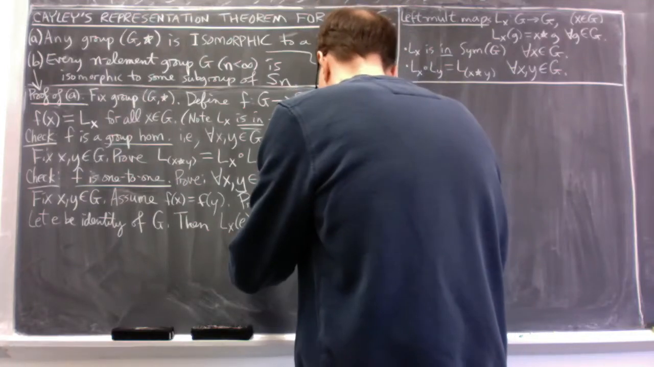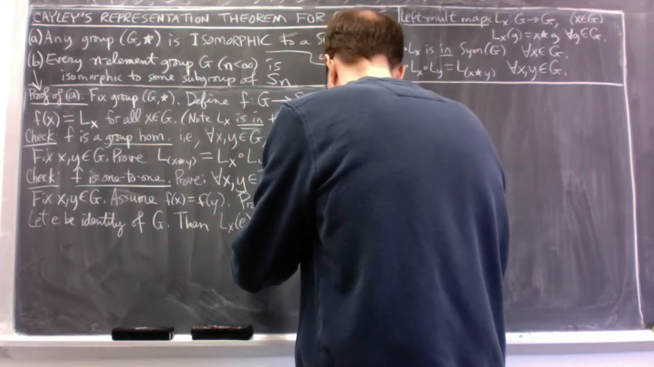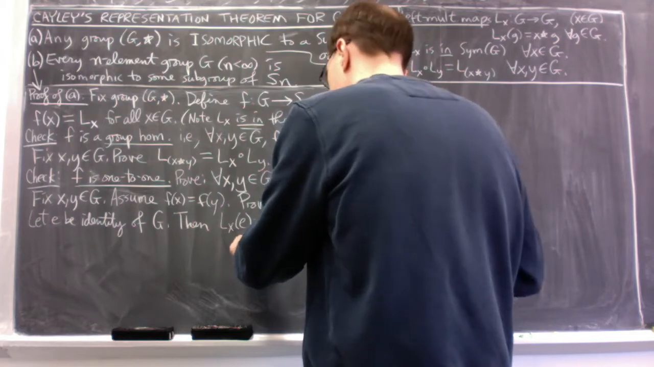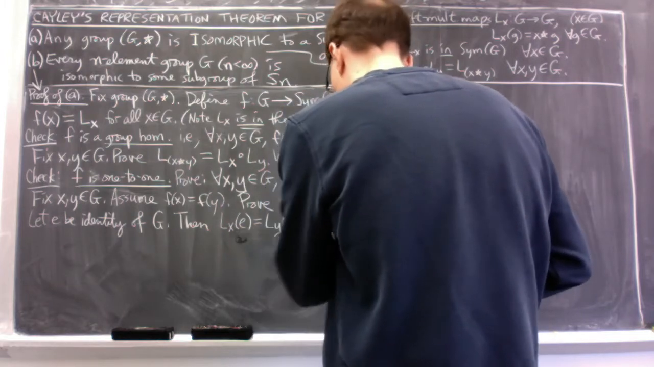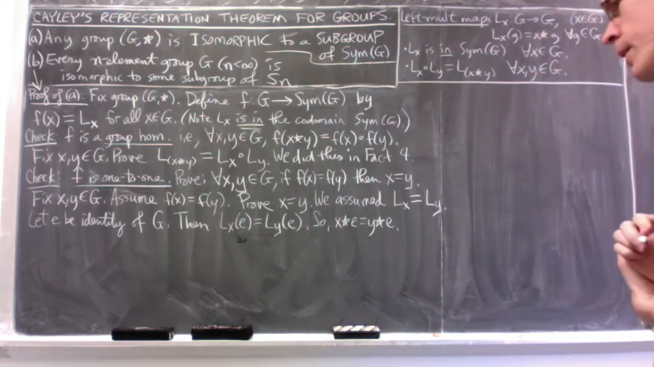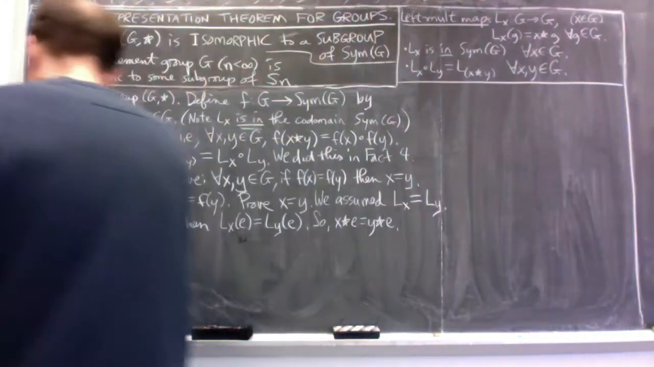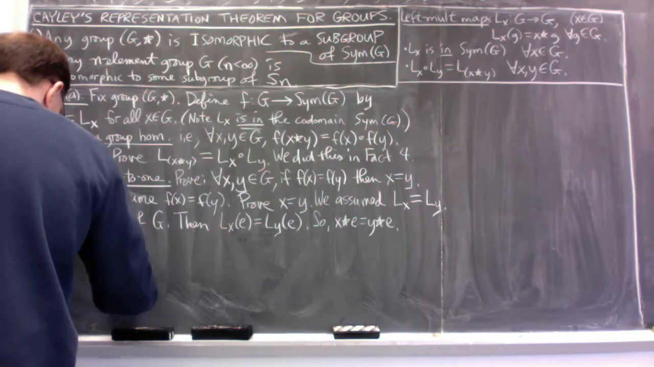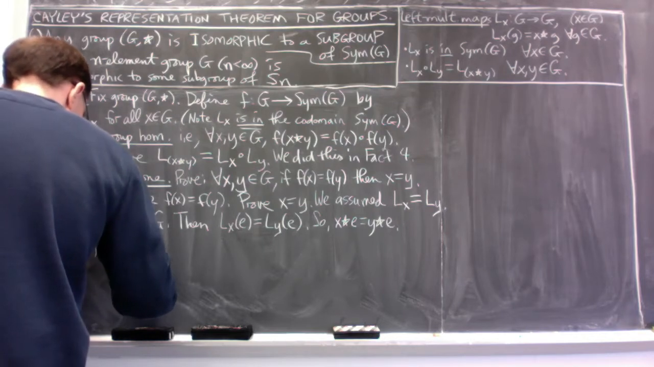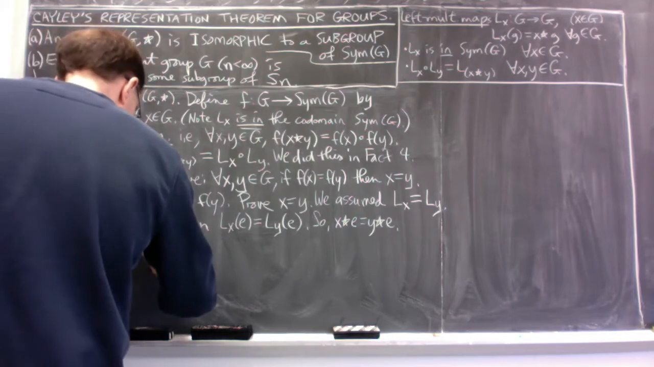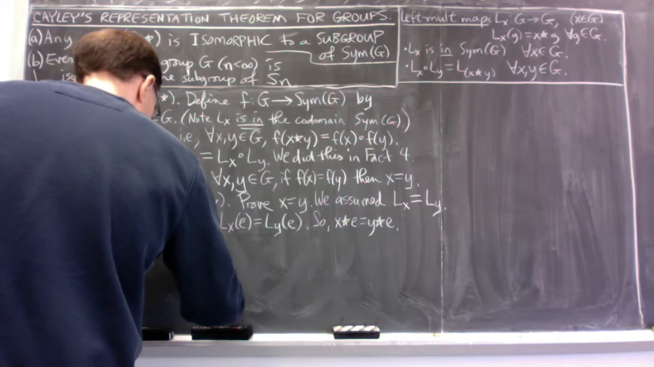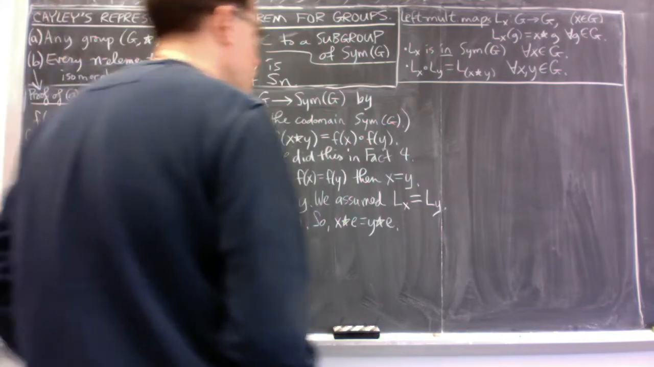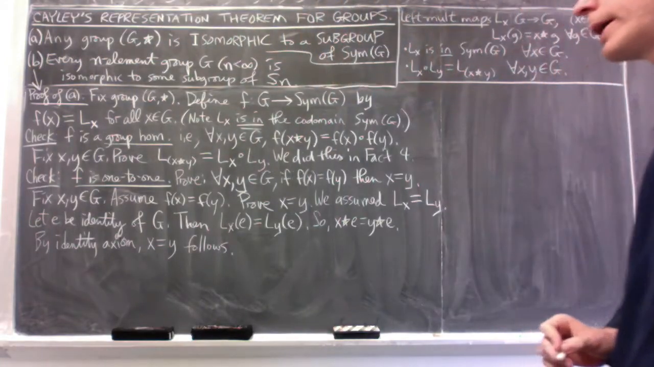So that means that x star e is equal to y star e, because that's what Lx of e and Ly of e are. And e is the identity, so x star e is equal to x, and y star e is equal to y. So we get that x is equal to y.